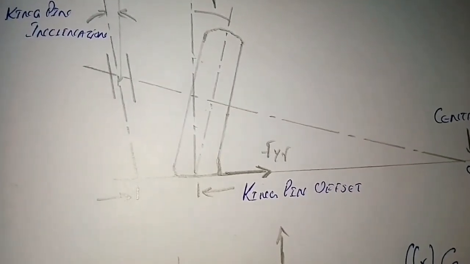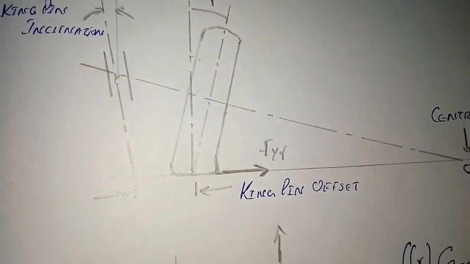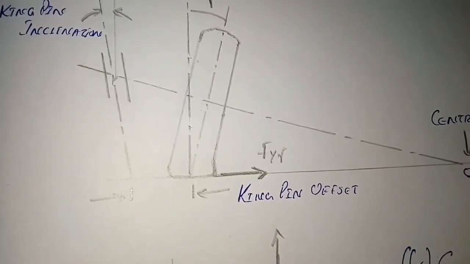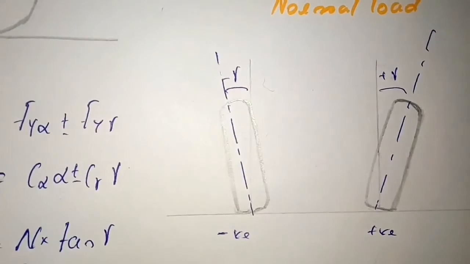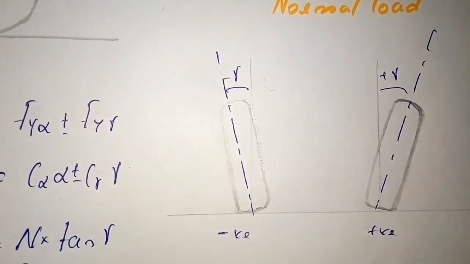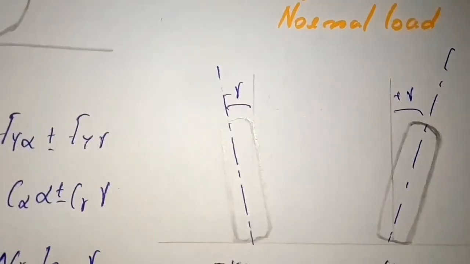Today I am going to talk about camber thrust and camber angle, and also give an introduction about slip angle. So first we will look at what is a camber angle. Camber angle is the inclination of the wheel plane from the vertical.